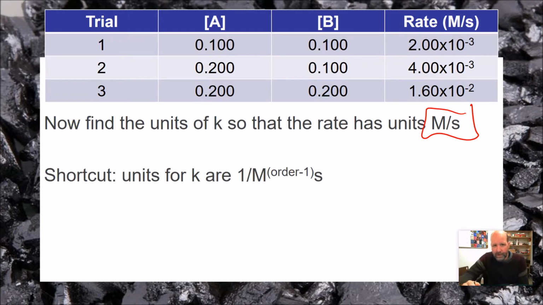So there's a little shortcut here. Instead of having to work that out algebraically every time, we can just use this shortcut. The units for K are always going to be 1 over molarity raised to the order minus 1. So remember, this was an overall third order reaction. So molarity squared, which is what we had, times seconds. So 1 over molarity squared times seconds for this reaction, for a third order reaction, for any third order reaction.